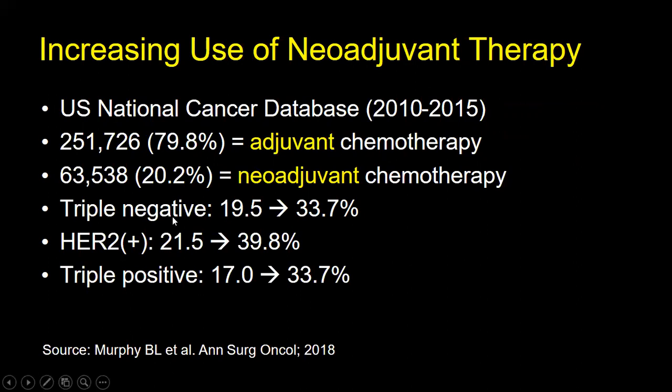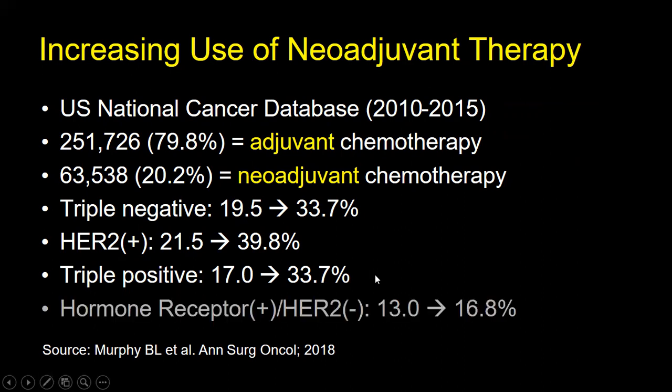Triple negative use increased from 19.5 to 33.7%. The HER2 positive, 21.5 to 39.8%, and the triple positive from 17 to 33.7%. In contrast, your relatively good prognosis cancers, that is your hormone receptor positive, HER2 negative luminal cancers, yes, the use of neoadjuvant therapy also increased in this group, but the magnitude of increase is much less, from 13 to 16.8%.